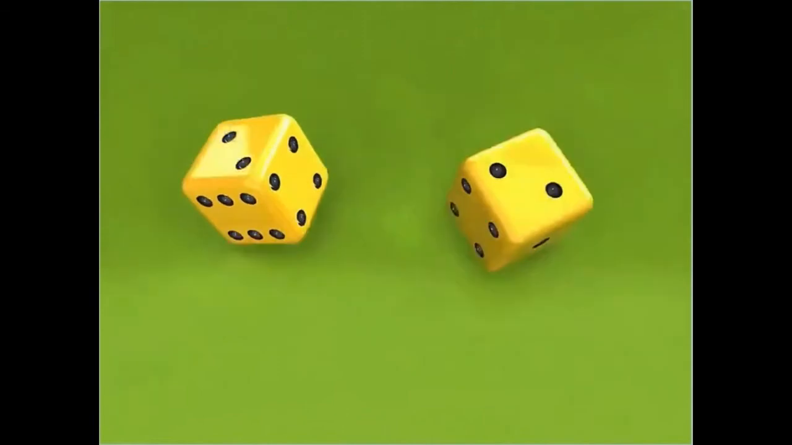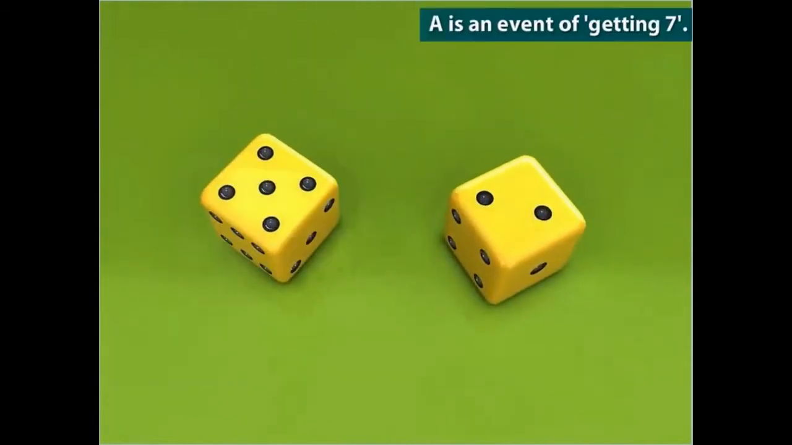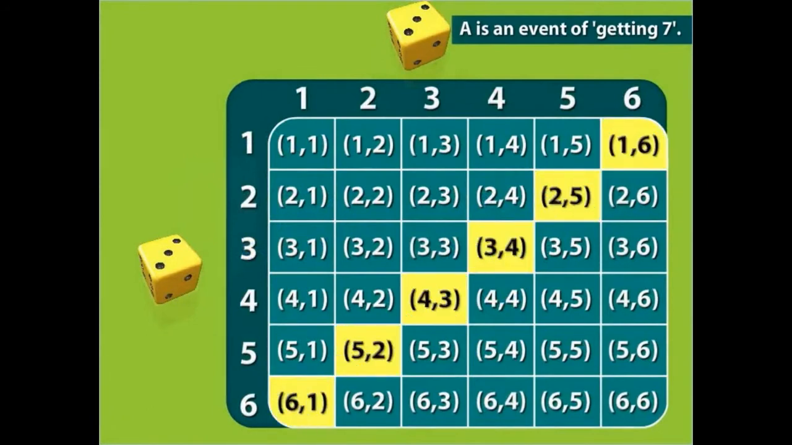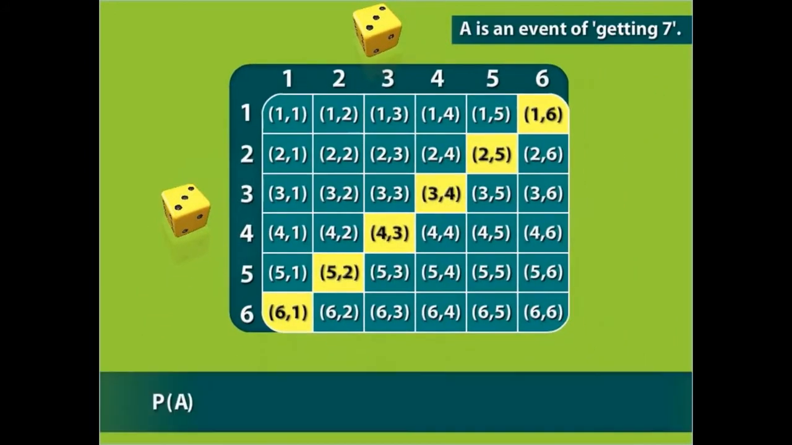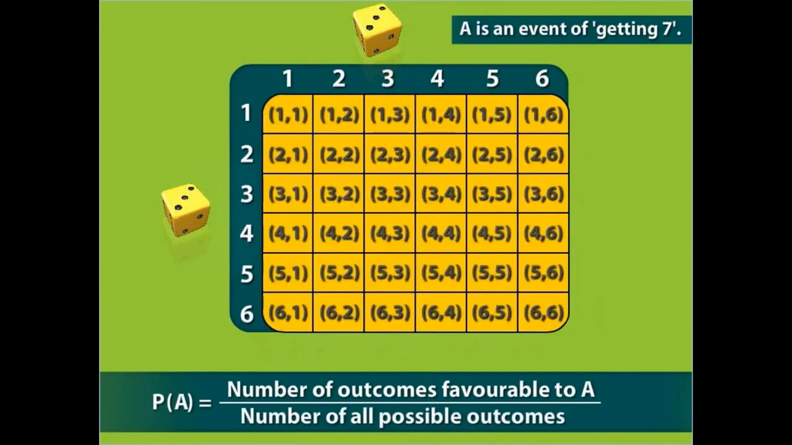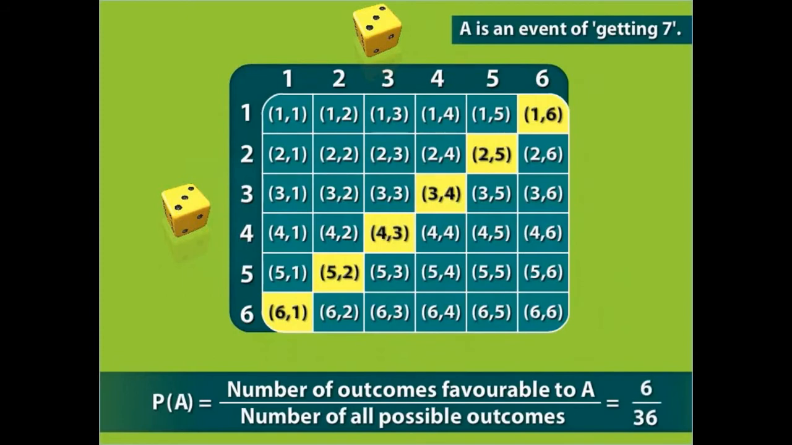Further, consider an event A of getting 7 in a similar experiment of rolling 2 dice. There are 6 outcomes favorable to the event of getting 7. The probability of getting 7 will be the number of outcomes favorable to the event upon number of all possible outcomes, that is, 1 upon 6.